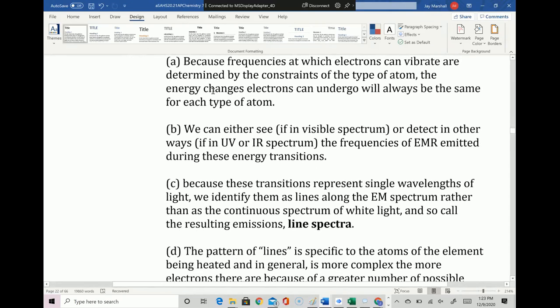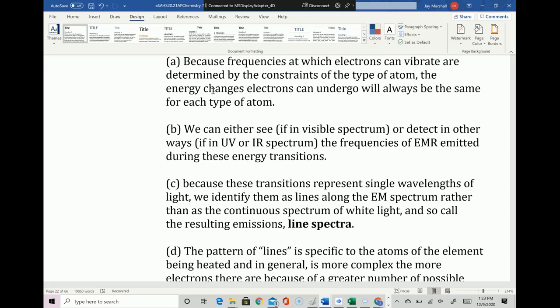And if an electron drops from one energy level to another energy level, because the frequencies at which the electrons can vibrate are determined by the constraints of the type of the atom, the transitions in energy that the electrons can undergo will always be the same for the same type of atom. The electron in the hydrogen atom will always undergo the same transitions. The electrons in the helium atom will always undergo the same transitions.